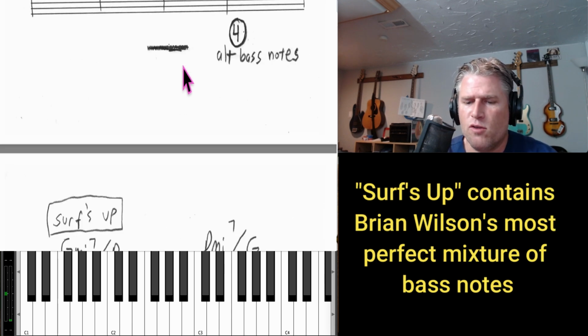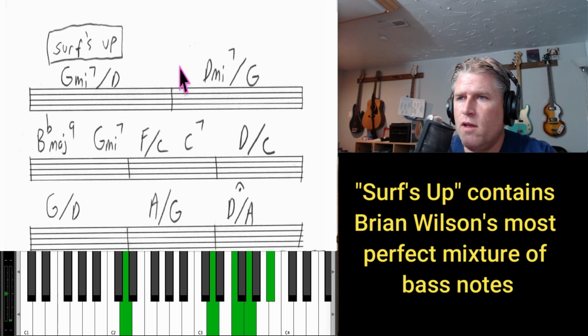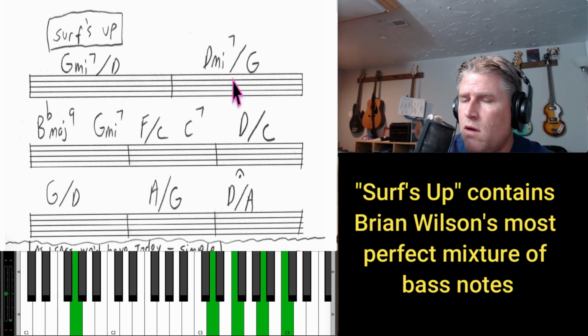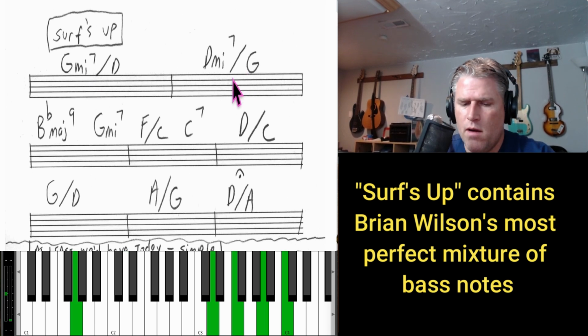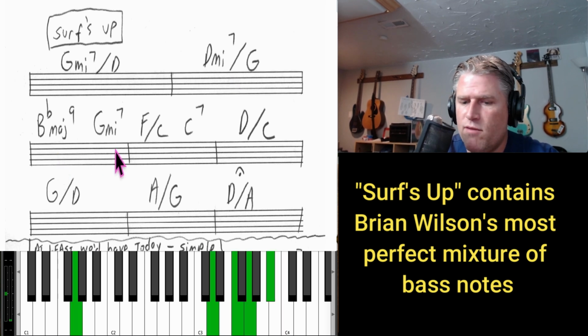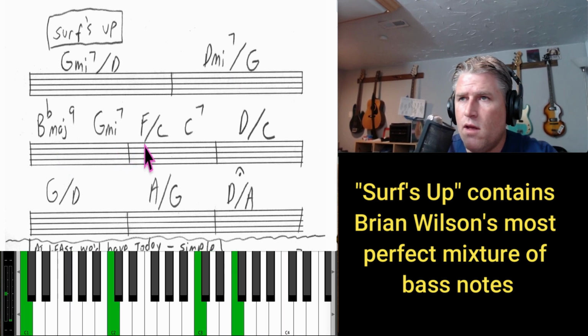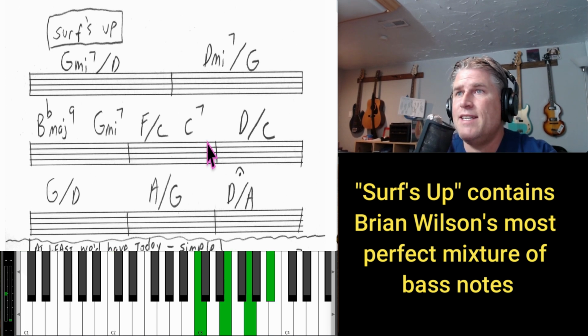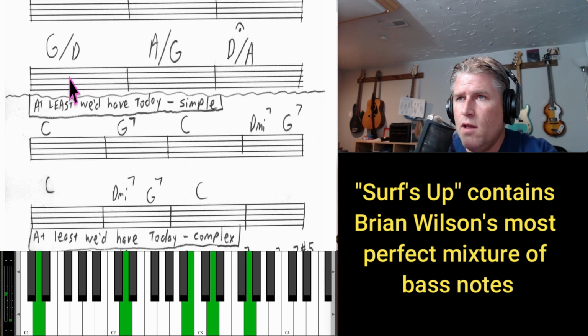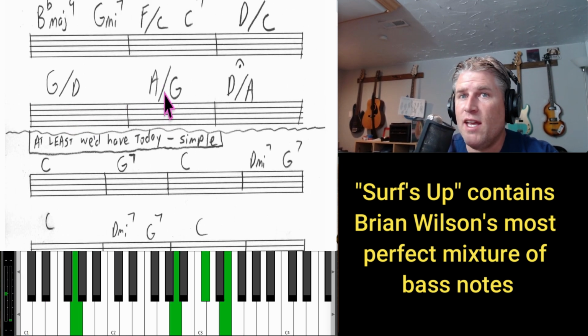Then you have songs like Surf's Up, like I went over a little earlier. G minor 7 over D to D minor 7 over G. And then B flat major 9, G minor 7, F over C, C7, D over C, G over D, A over G, D over A.